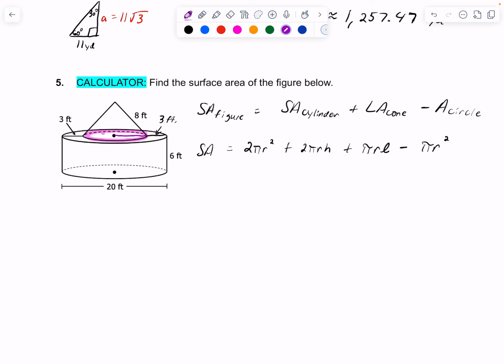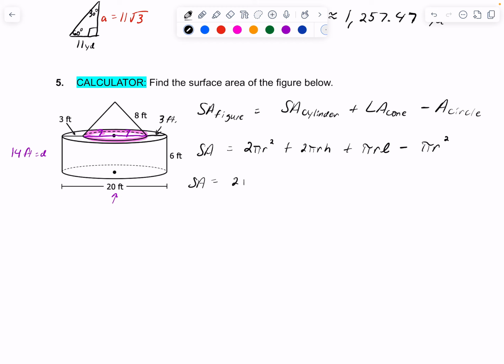So if I look here and here, right, 3 and 3 on each side, that's 6. I do see this 20 feet. So subtracting that 20 minus 6 gives me 14 feet. So the diameter is 14 feet. So I'm going to choose 7 feet for the radius there. Okay. So now we can plug in.